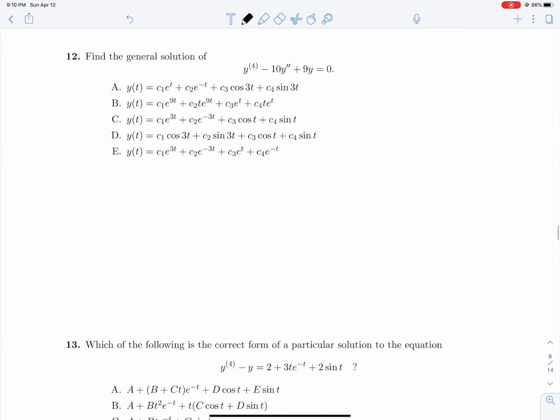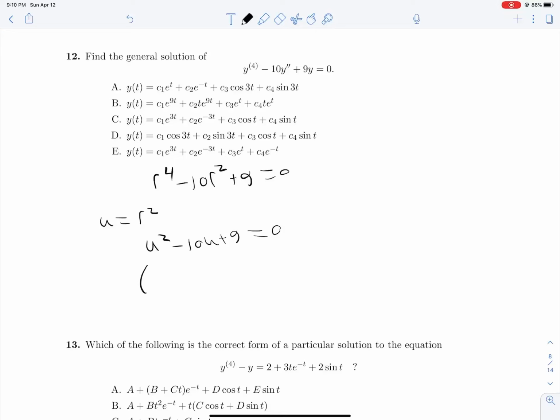Let's find the general solution of this fourth order homogeneous differential equation. We can pull out our characteristic equation, r to the fourth minus 10r squared plus 9 is equal to 0. And how will this factor? Well, actually, let's do a substitution. Let's say that u is equal to r squared. So this becomes u squared minus 10u plus 9 is equal to 0. This is just for ease of factoring.